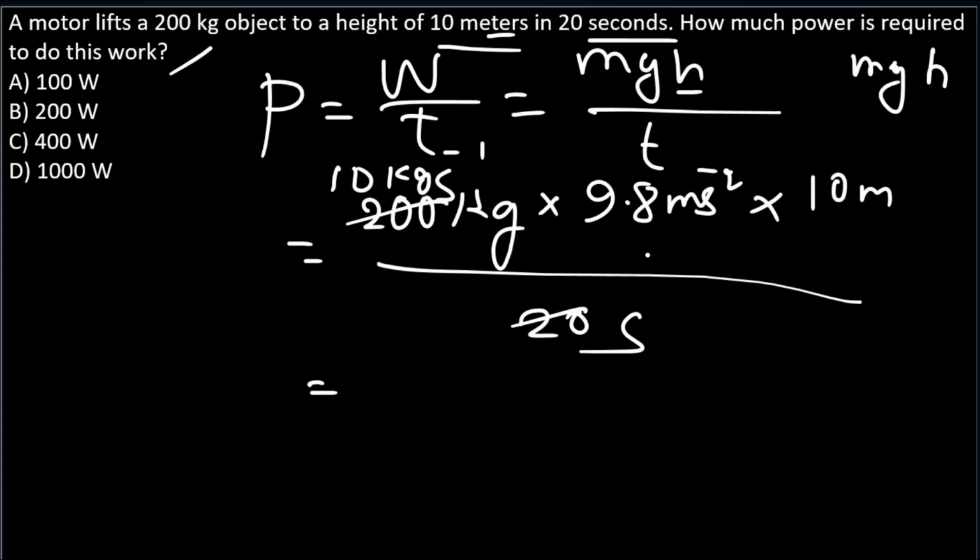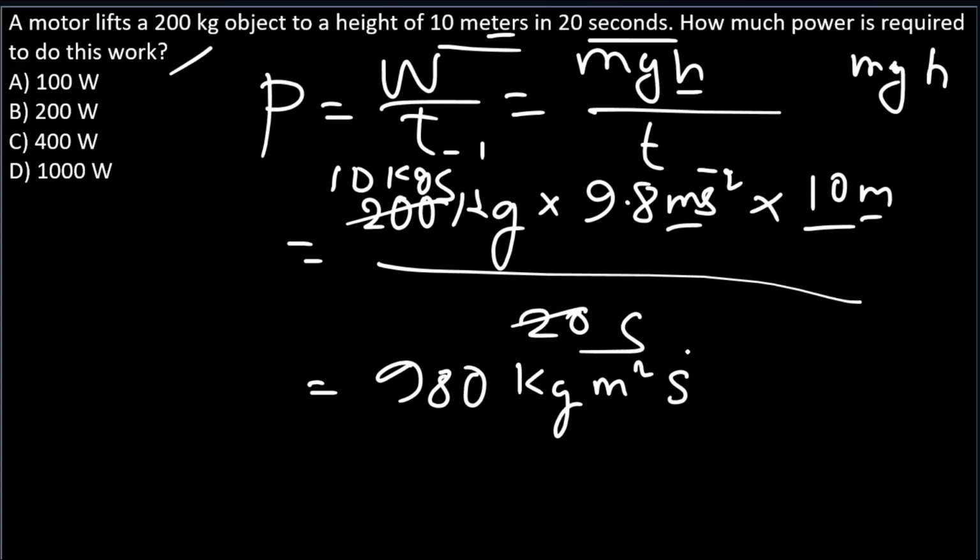Now we get 10 times 9.8 equals 98, and 98 times 10 equals 980. The units are kg, meter square, and second inverse: 1 meter and 2 meter make meter square, and 1 inverse and 2 inverse make second inverse 3.